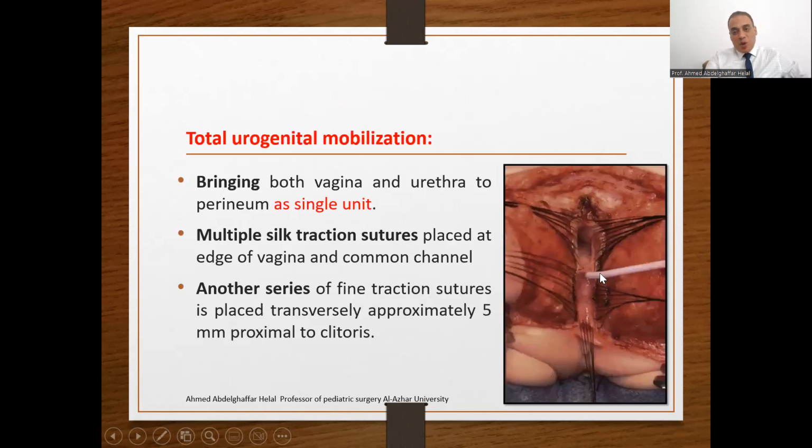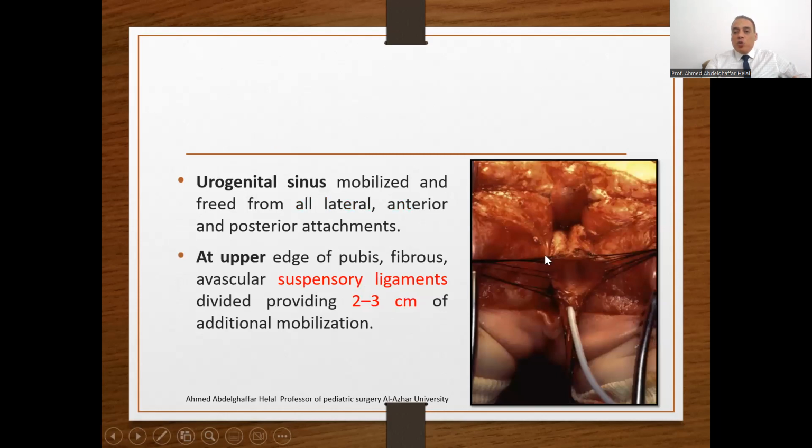As we see, this is an operative image of the total urogenital sinus mobilization. We bring both the vagina and the urethra to the perineum as a single unit, placing multiple traction sutures on the edge of the vagina and the common channel, and other sutures about 5 mm proximal to the clitoris. Dissection will continue from the lateral and the anterior, also separating or cutting the suspensory ligament at the upper edge of the pubis to gain additional mobilization.